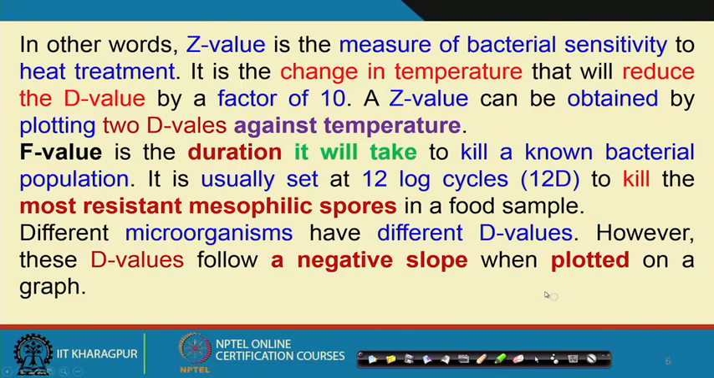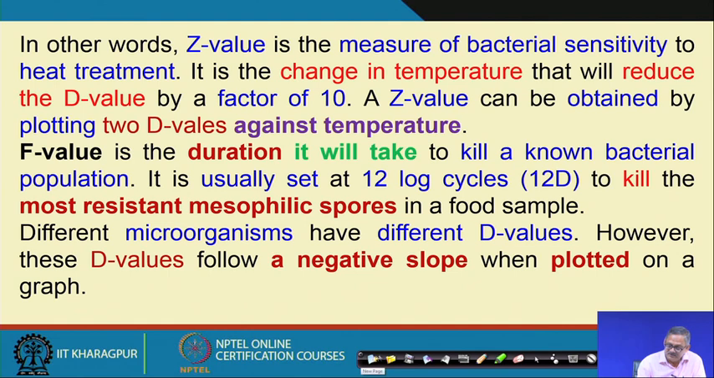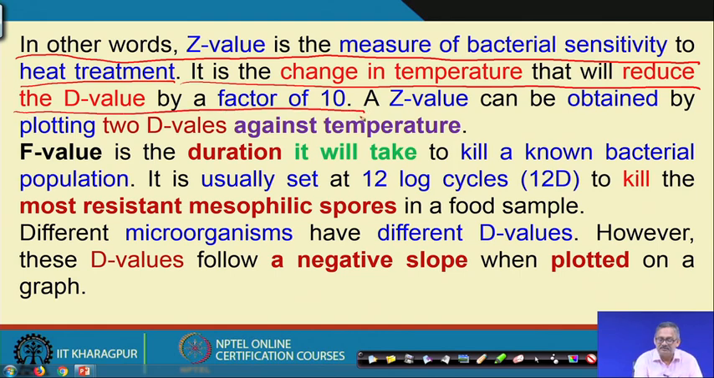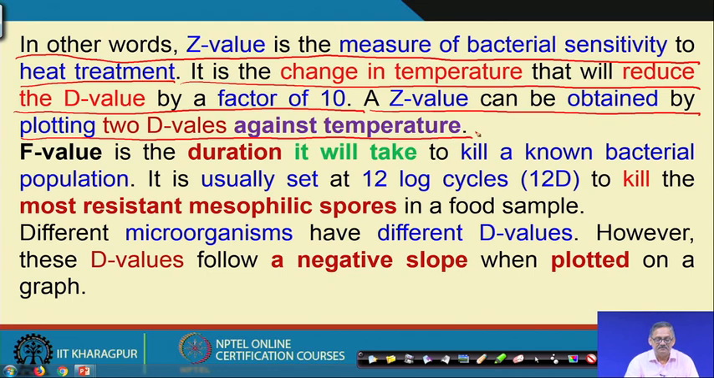So, if that be the Z value, then in other words we can say Z value is the measure of bacterial sensitivity to heat treatment. It is the change in temperature that will reduce the D value by a factor of 10. A Z value can be obtained by plotting two D values against temperature, right. So, by plotting two D values against temperature, you can find out the Z value.